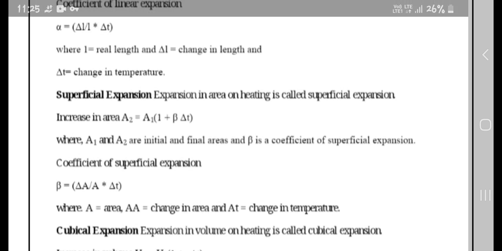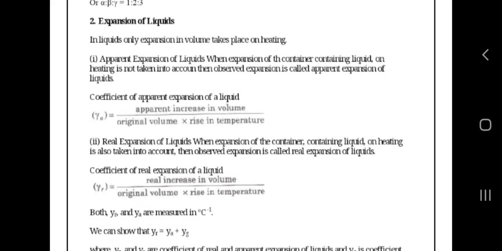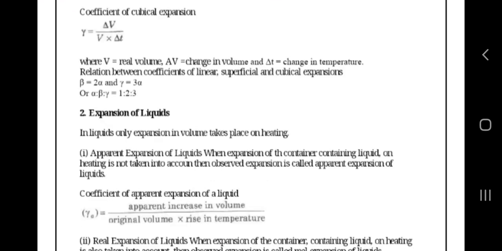Next is cubical expansion, which is the expansion in volume on heating. The increased volume is V2 = V1(1 + γ ΔT), so γ = ΔV / (V ΔT), where V is the original volume, ΔV is the change in volume and ΔT is the change in temperature. The coefficients are related as β = 2α and γ = 3α. So the ratio α : β : γ is 1 : 2 : 3.